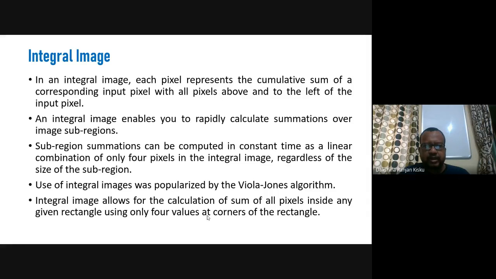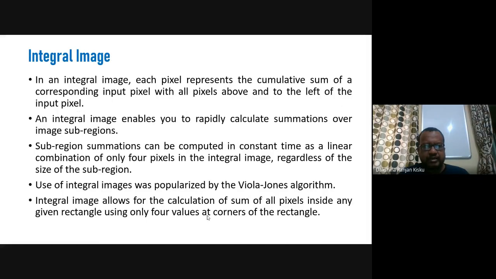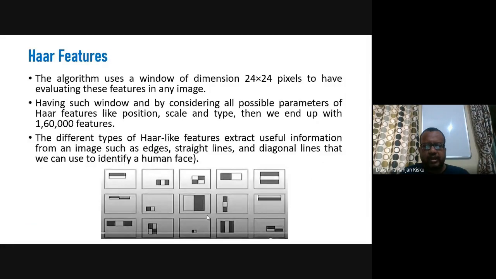Before that, we need to compute the area of the rectangles for different Haar features. The easiest way to get the area of the white rectangle and black rectangle is by the integral image. So this is the easiest way. We cannot go for the rigorous computation for getting the area.